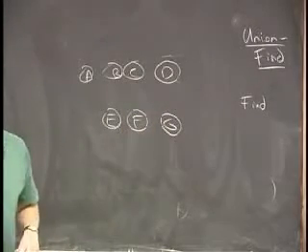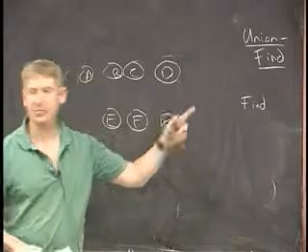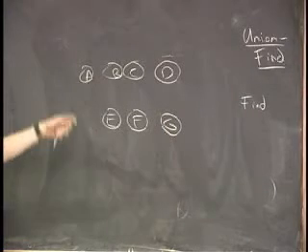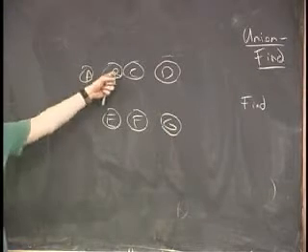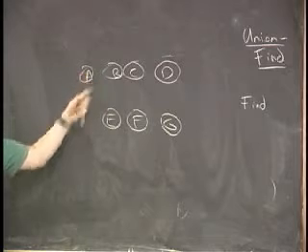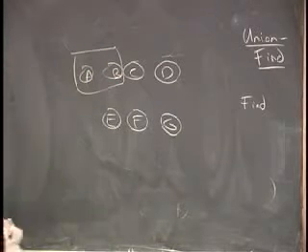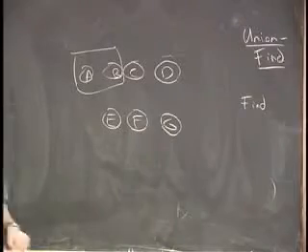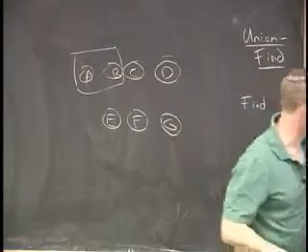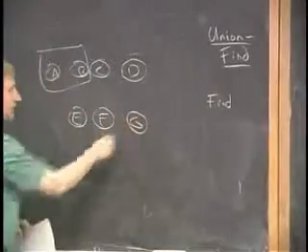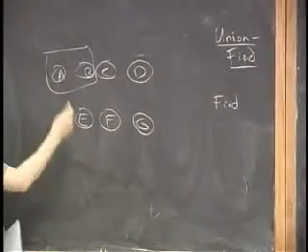And then the first thing we did was look at the edge AB, and we ask ourselves, where's A? Well, A is over here, and where's B? B is over here. They're in different sets, so now we're going to combine them into one set. And we go on. The next edge we chose was EG. E's here, G's here. They're in different sets, so we combine them.